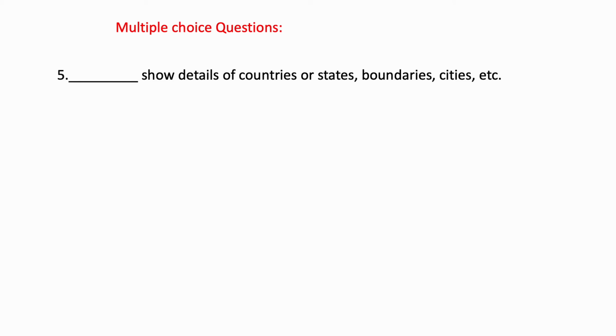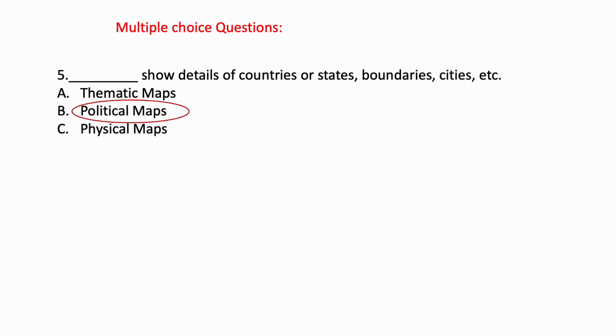Next one. Dash show details of countries or states, boundaries, cities, etc. Options are option A thematic maps, option B political maps, option C physical maps. Correct answer is option B political maps. Political maps show details of countries, states, boundaries, cities, etc.